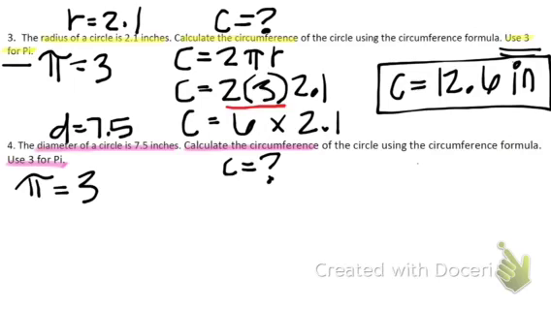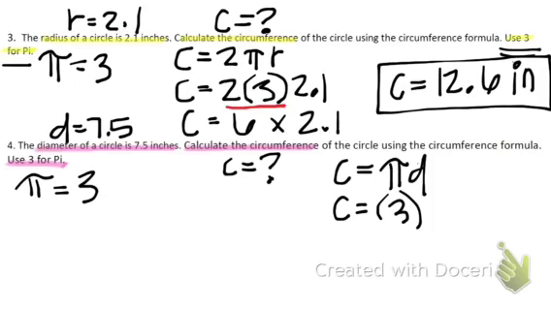Alright, so this time, since they give us our diameter, we are going to use the circumference formula that is just pi times our diameter. So then we're just going to plug in our numbers. So c equals 3, because that's what they told us to use for pi, times our diameter of 7.5. And now all we have to do is multiply. So when you multiply those two together, you get that the circumference is 22.5 inches.